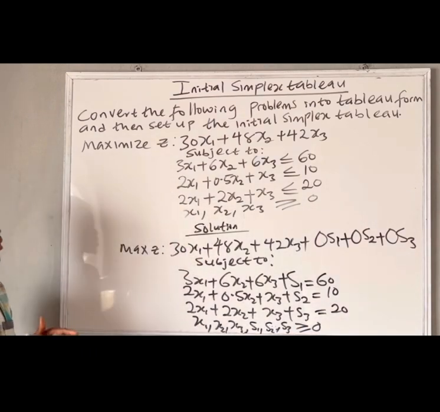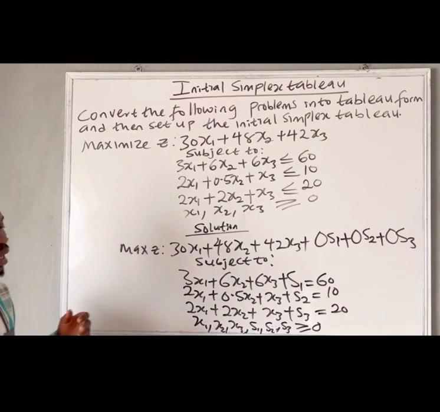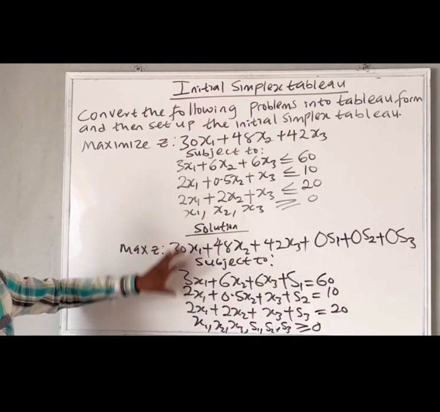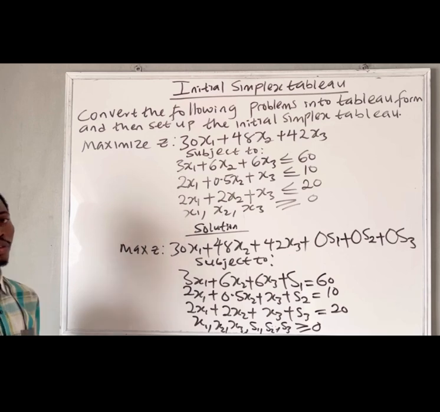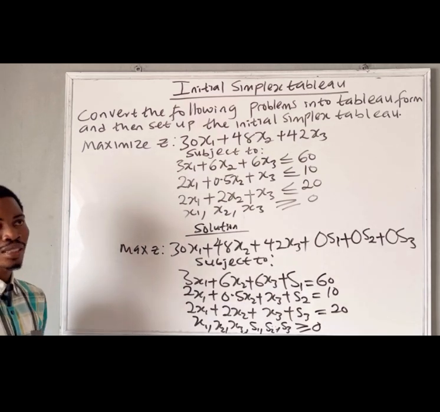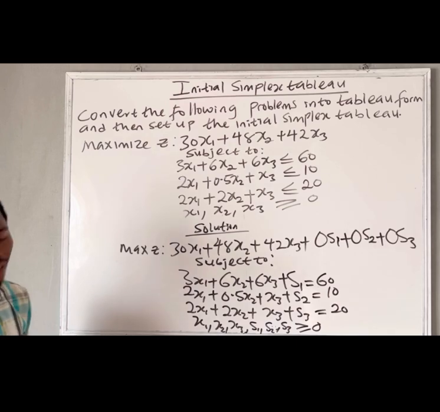So I have converted this to standard form. That is, I added slack variables to it and changed the inequality sign to equality. My next step is to create the initial Tableau for this, that is, setting up the initial Tableau in matrix form, on a table. So how can I set up my initial simplex table for this?